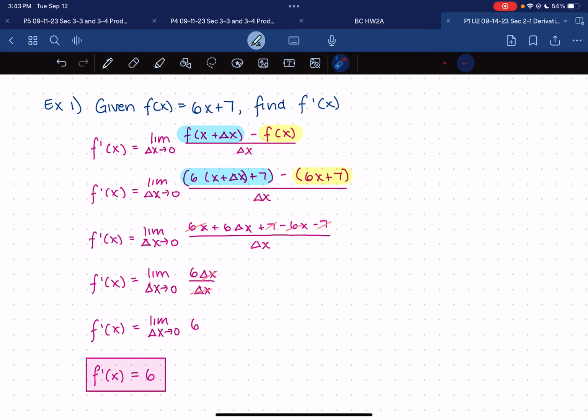And there it is. By the way, if you think about this, it actually makes perfect sense now that we know what a derivative is. Remember, a derivative is the slope of the tangent line. This is a straight line. It has a constant slope everywhere. The slope of the tangent line won't change, so it's just 6. So there's our first example.